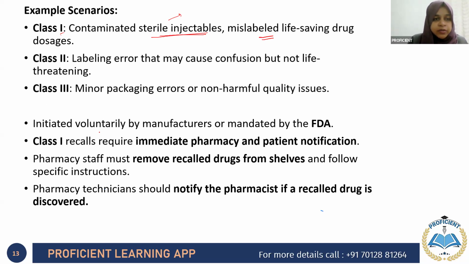Recalls are usually initiated by the manufacturers, or made compulsory by the FDA. It depends upon the situation. Class one recalls require immediate pharmacy and patient notification. The manufacturer will call the pharmacy and tell them there is a problem with the batch. Don't dispense it. If they have mistakenly dispensed it already, they will contact the patient. That's why we need to have patient information with us. This will help in recall scenarios.